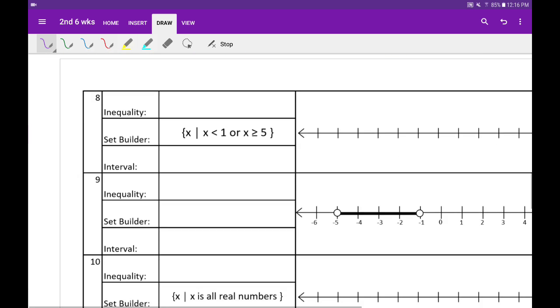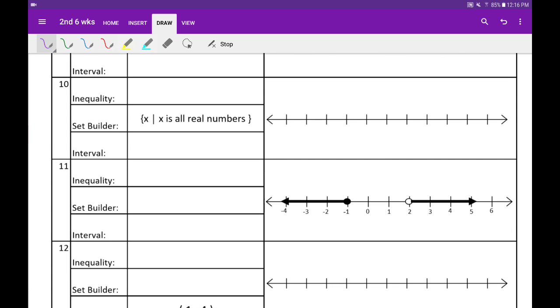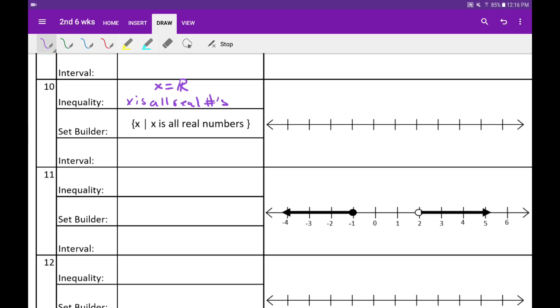Another one of those problems is number 10. For set builder, the set of x such that x is all real numbers. In inequality form, you basically just say x is all real numbers. You can just say x equals and then the real number symbol. x equals all real numbers.